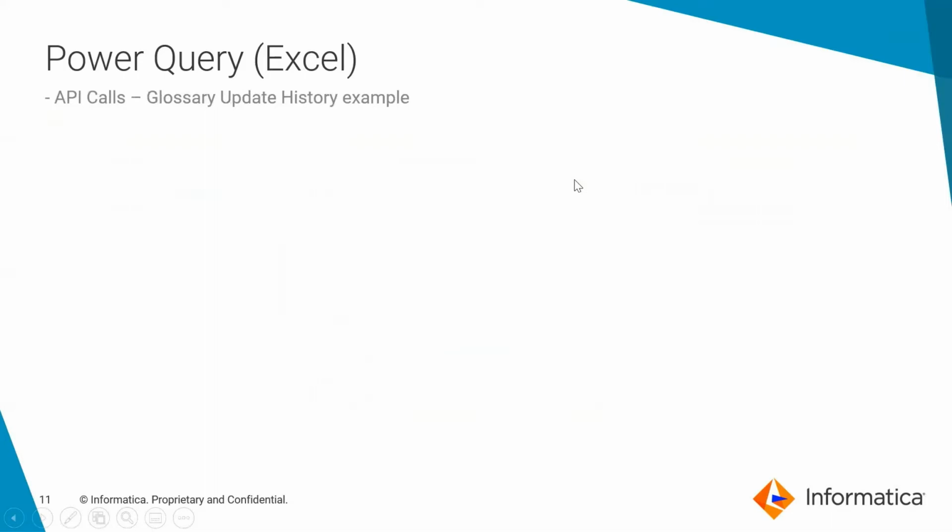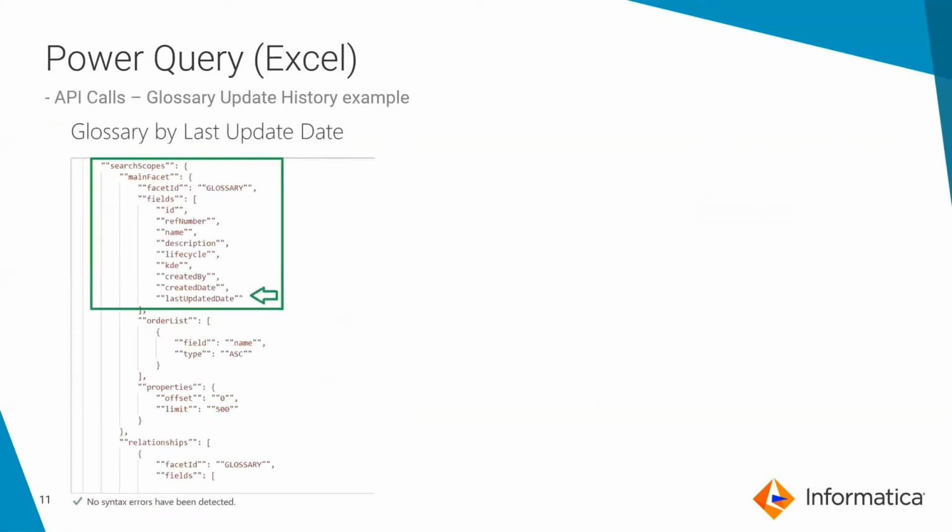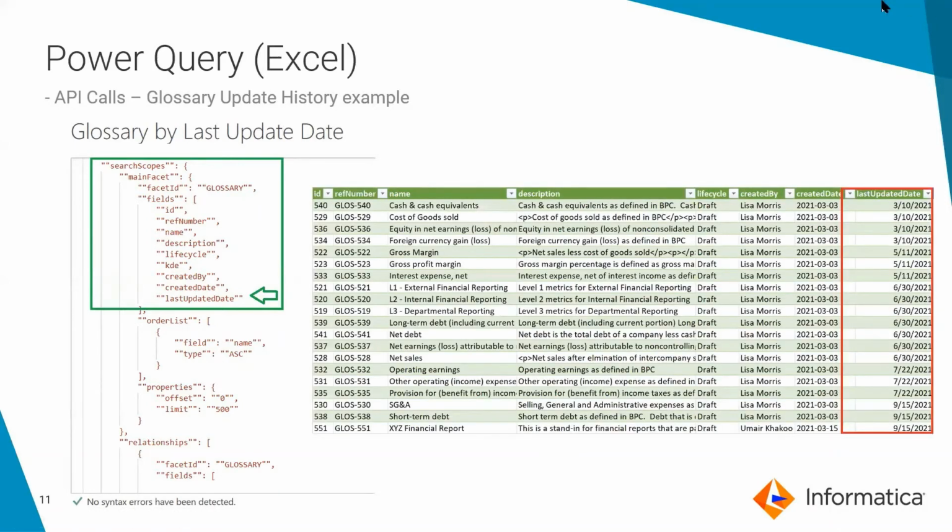So here's a history example. Another way that we can use this Power Query Excel API call, this utility, is that a lot of times customers want to know, how successful is my data governance program? Are people actually using it? Well, what I can do is go out to my utility tool and do a search on glossary item. I can include things like the created by date, the created date, and the last update date. In this example, I'm interested in the last update date, and so it pulls back every glossary item with the last update date.